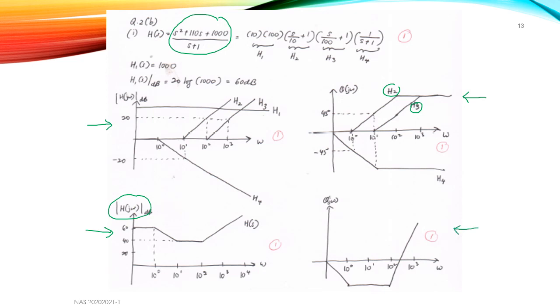Okay, please try this out. You can also draw the frequency response on the logarithmic paper.